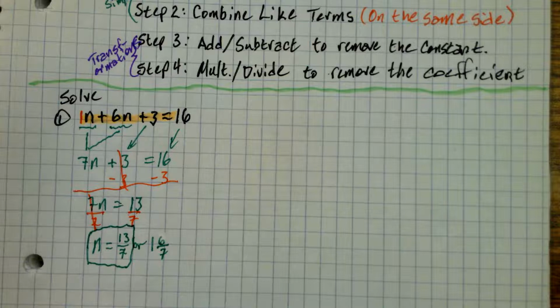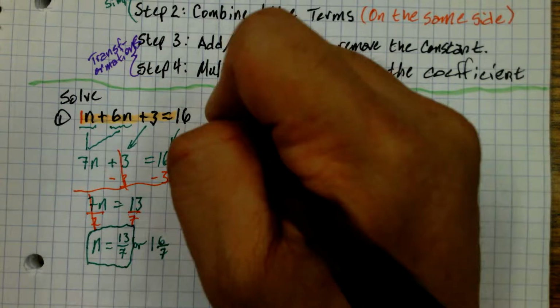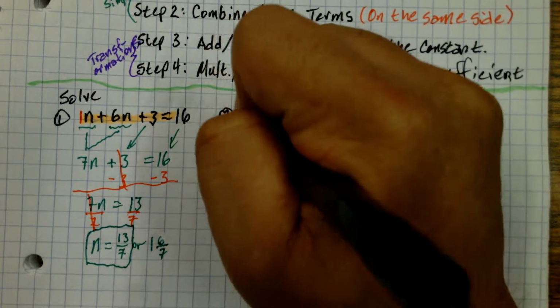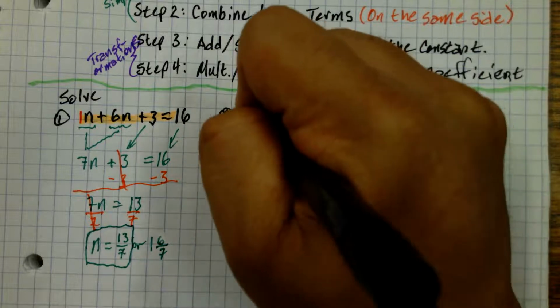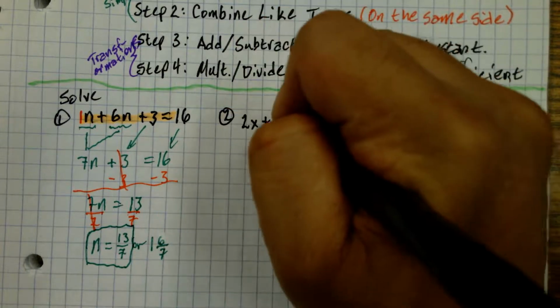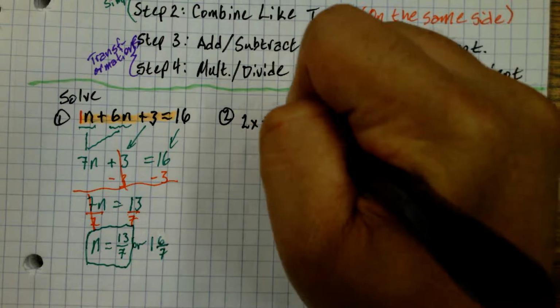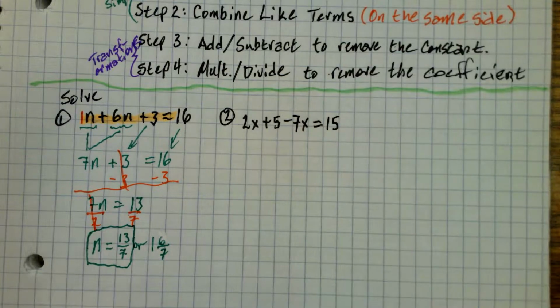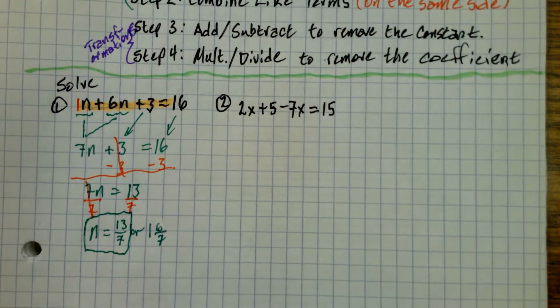Let's do another one. You ready? Number 2. 2x plus 5 take away 7x equals 15. Okay? Go ahead and write that down. And start thinking about what it is that I can combine. Look for variables first. Is there more than one thing with x? Are there more than one plus or minus something?